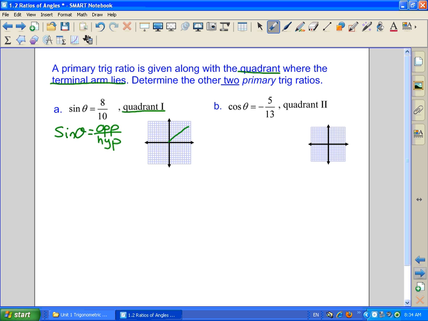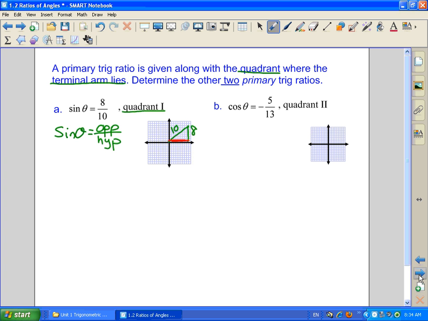So what do we know? We know that we have 10 for my hypotenuse, and we are given 8 as the opposite side. So what do we still need to find? Basically the adjacent side. We don't know the adjacent side, but we can use Pythagorean theorem to find that.